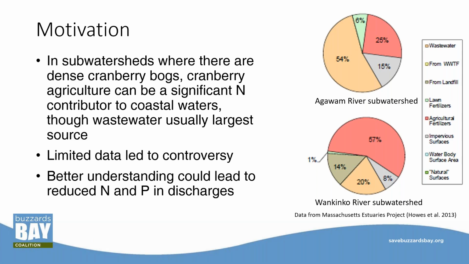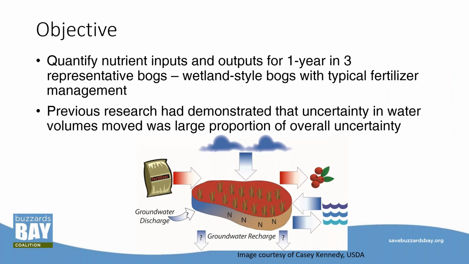So we wanted to, number one, improve the data certainty around these numbers, and number two, by getting information about how the nitrogen and phosphorus is coming off the bogs, have the potential to suggest or propose reduced nitrogen and phosphorus discharges. Okay, so the way we did that was we wanted to quantify nutrient inputs and outputs for 1 year in 3 representative bogs. And by a representative bog, what I mean is a wetland style bog with typical fertilizer management. There are a couple other types of bogs, but the wetland style bogs are the dominant type of bog in the watershed, and that's why we focus there.